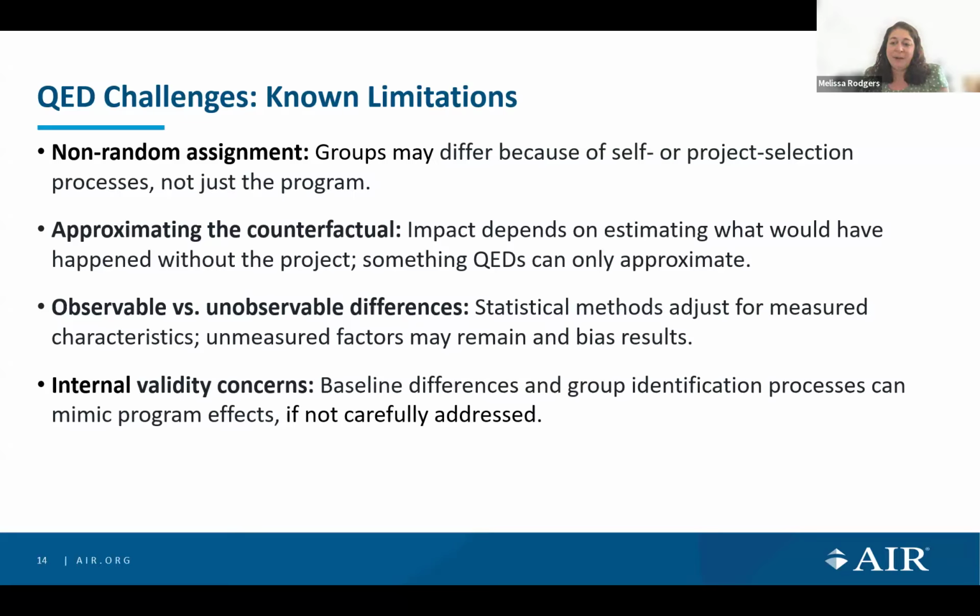And then finally, internal validity concerns. Baseline differences in group identification processes can mimic program effects if not carefully addressed. An example of this would be students that end up in the S-STEM scholarship program are already underlyingly more driven and more likely to succeed than those that were not selected. I'm now going to pass it off to Joe Taylor, who will take it from here, describing QEDs and the three options for identifying those comparison groups. Thank you, Melissa.